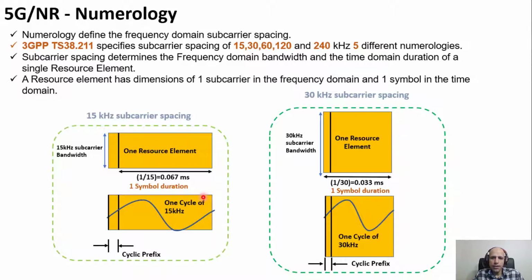So the time domain duration of the resource element, excluding the cyclic prefix, is equal to 1 divided by 15 kHz, which is 0.067 millisecond when using the 15 kHz subcarrier spacing. So increasing the subcarrier spacing by a factor of 2 will decrease the resource element duration by a factor of 2. The time domain duration of a resource element is equal to one cycle of a sine wave with a frequency equal to the subcarrier spacing.